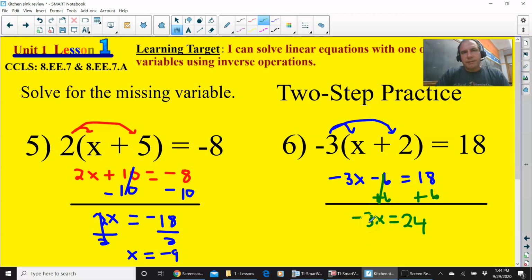Again, you have multiplication as the operation attaching the -3 and the x. You divide by the number that is next to the variable. You do not switch the sign of that number. You just divide by that number, and you're dividing by that number on both sides. X equals -8, because -3 goes into 24 -8 times.